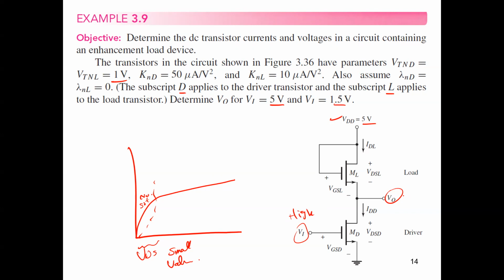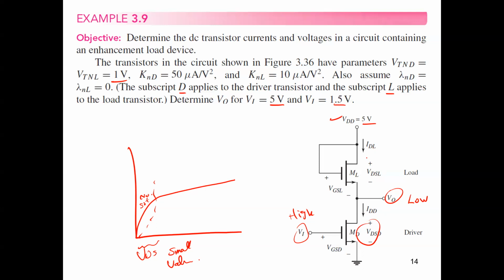So based on our experience, since this circuit is going to be used for an inverter, we know the output volt would be low if the input is high. In this case, this means VDS is going to be low, and we can consider it's going to work in non-saturation. So this transistor is going to work in non-saturation. Take care that the current of the upper transistor and lower transistor is the same current. So I drain load equals I drain driver.